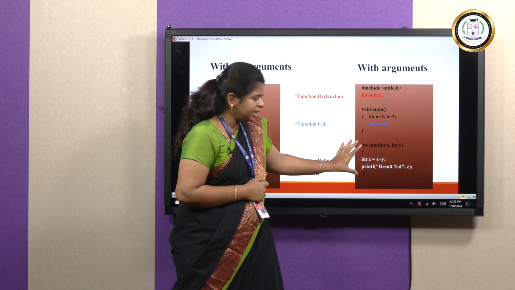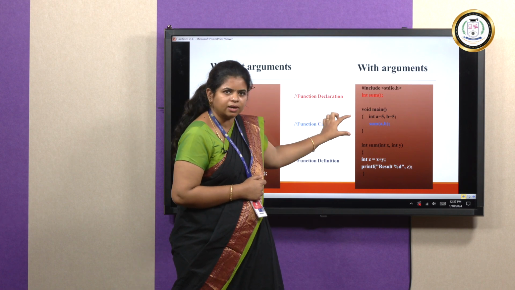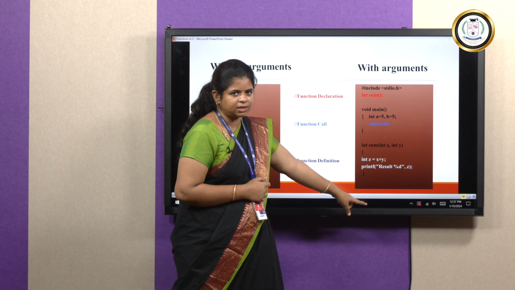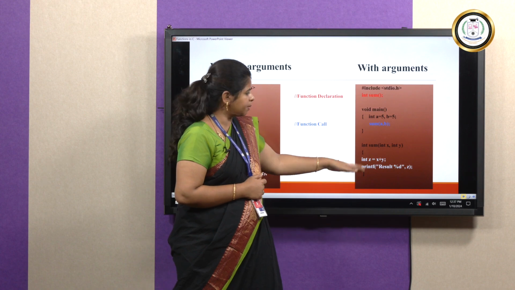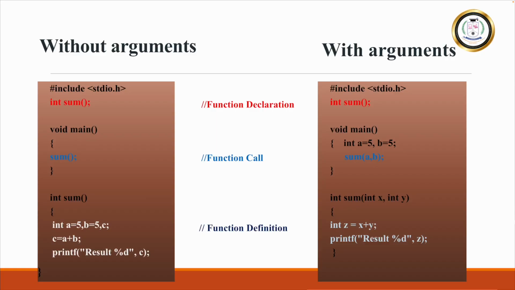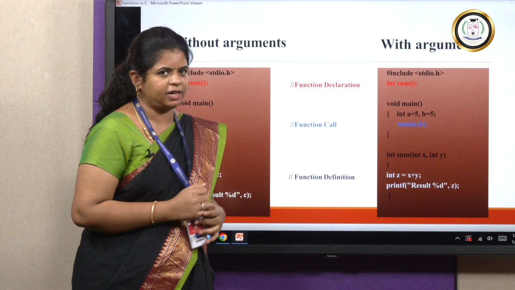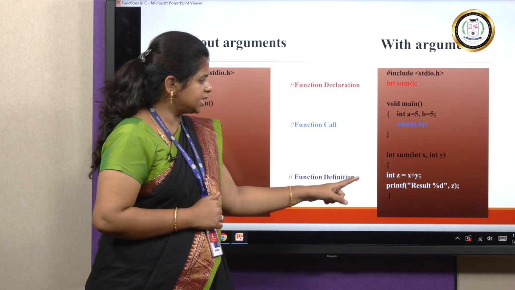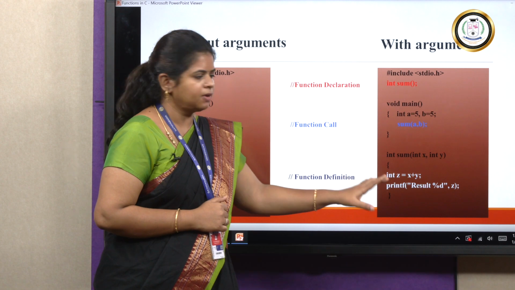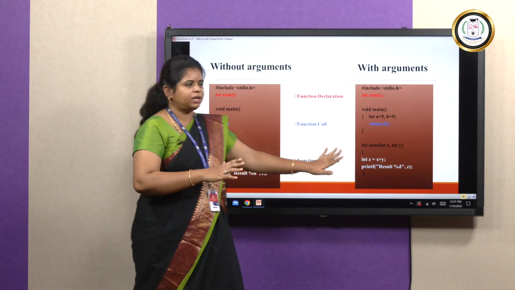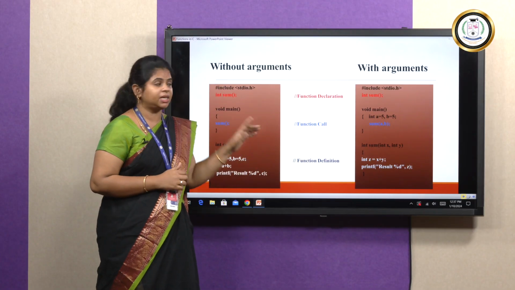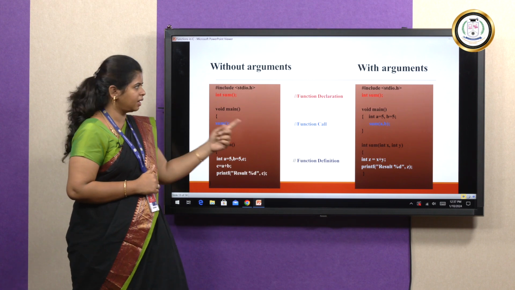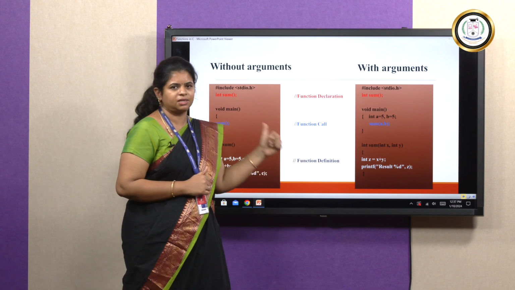Because a is locally declared, it cannot be used in the other block. So I'm creating another variable and putting the values inside x. Int again y. In the place of x, 5 is stored, in the place of y, 5 is stored. Here int z is equal to 5 plus 5, answer 10. The aim of both programs is the same, but here I am not using arguments, and there I am using arguments. That's the difference.